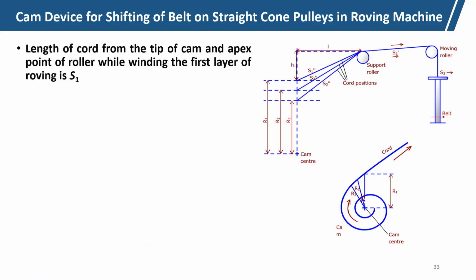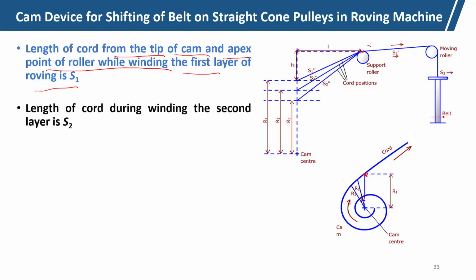Length of the cord from the tip of the cam. So, from the tip of the cam to the apex point of the roller, this apex point of the roller for the first layer is S1. So, that is the S1 for the first layer. Length of the cord during the winding of the second layer is S2.